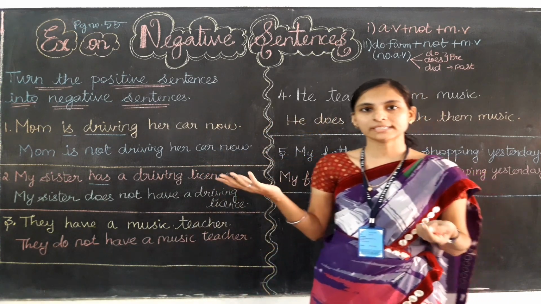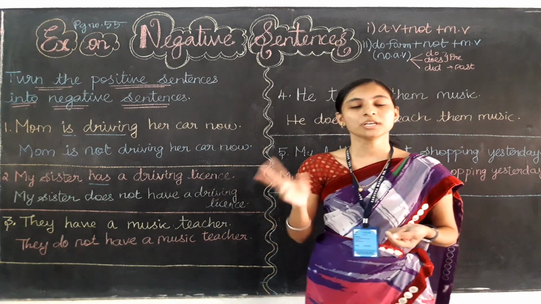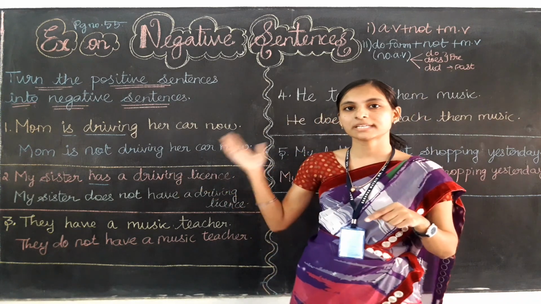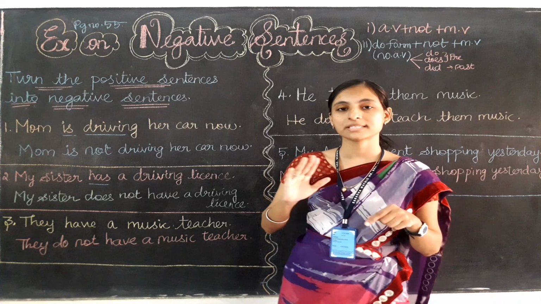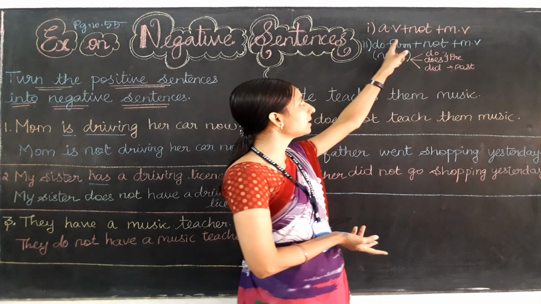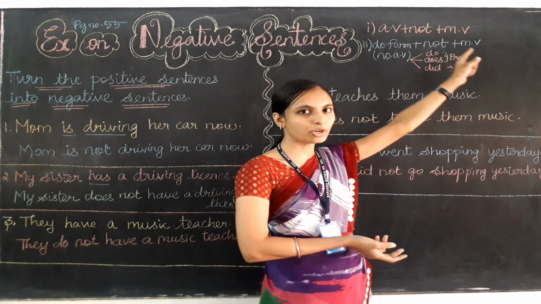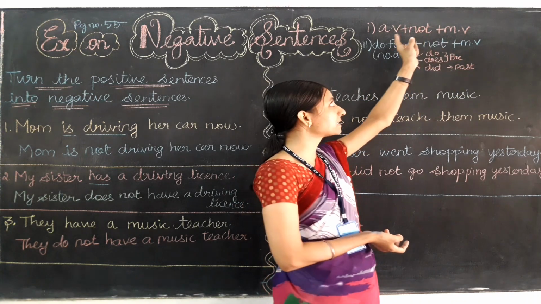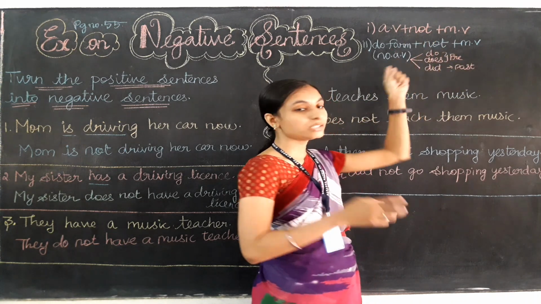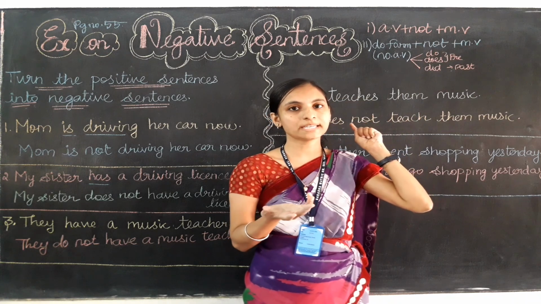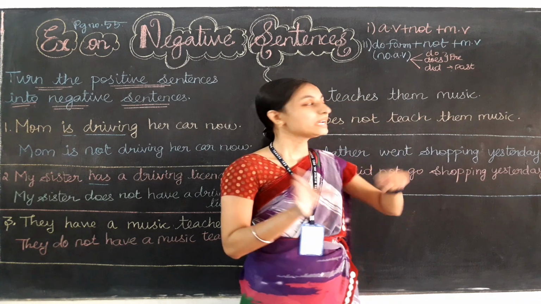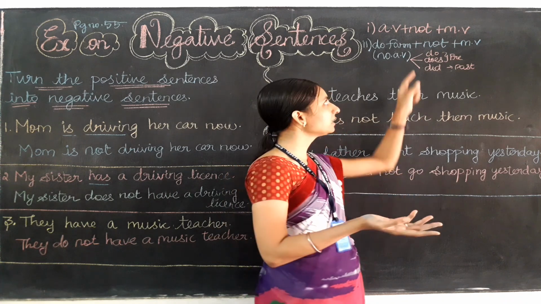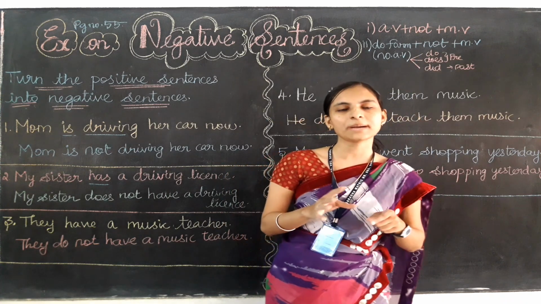So I hope you are clear with this topic, children. So you need to learn by heart only these two rules to change the positive sentence into negative sentence. That is, if a sentence contains an auxiliary verb as well as the main verb, you can write directly the word not in between the auxiliary and main verb. And when the sentence doesn't have an auxiliary verb, it has only the main verb, then you need to use do form according to the time of the action, then not, then the main verb will come as it is.